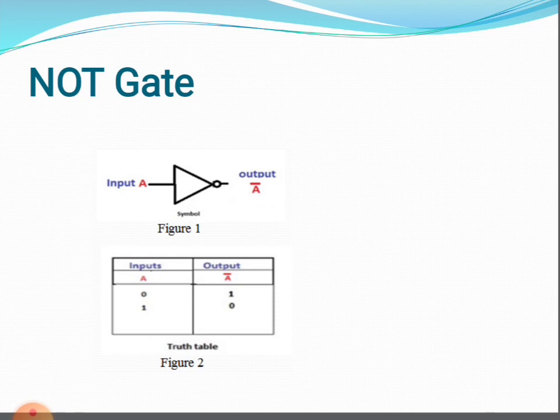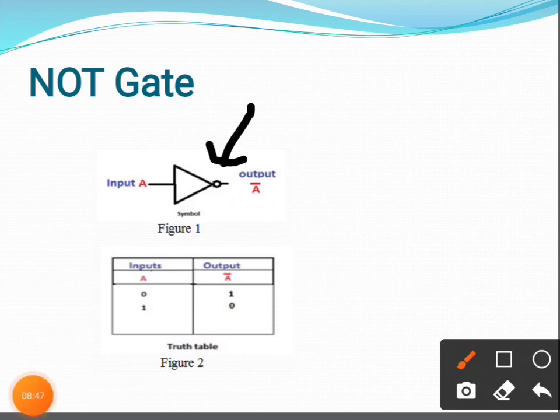The NOT operation is also referred to as an inverter or complementation. The presence of a small circle known as the bubble always denotes inversion in a digital circuit. This bubble denotes the inversion in a digital circuit. Look at this bubble.